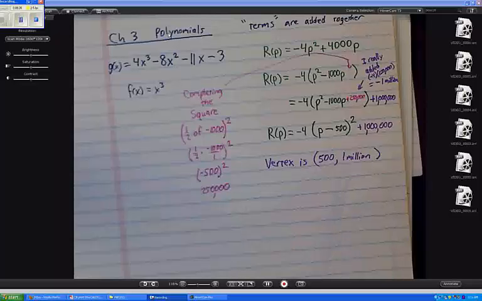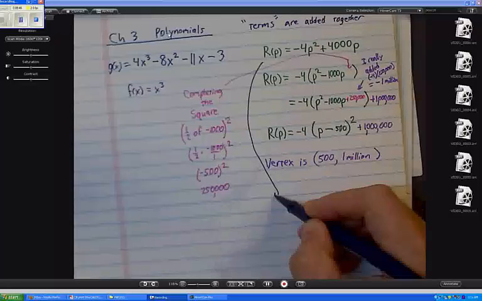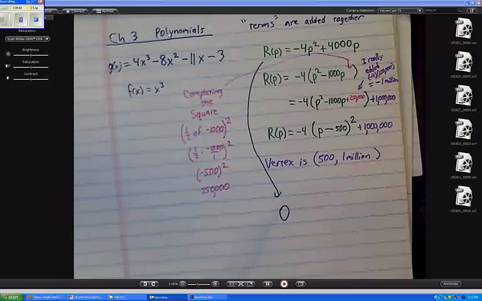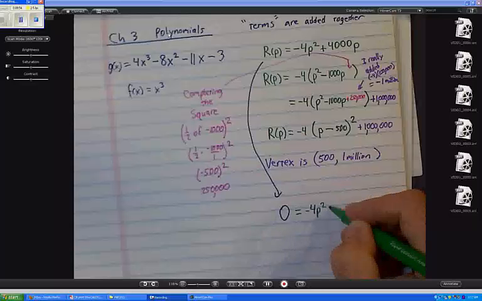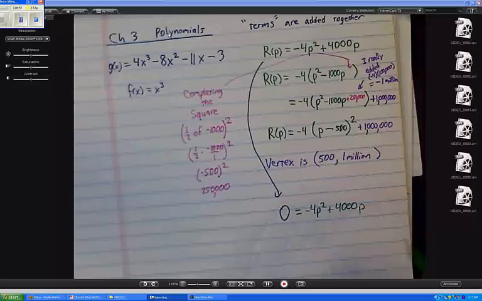It's a nice application. Okay, there was something else I asked you guys to do on the test, and that was to find the zeros of this function. What does that mean? It means figure out when's the revenue going to be 0, right? And so I'm going to solve the equation. I'll put a 0 into the equation equal to negative 4p squared plus 4,000p. Okay? How do you find the zeros of an equation like this?